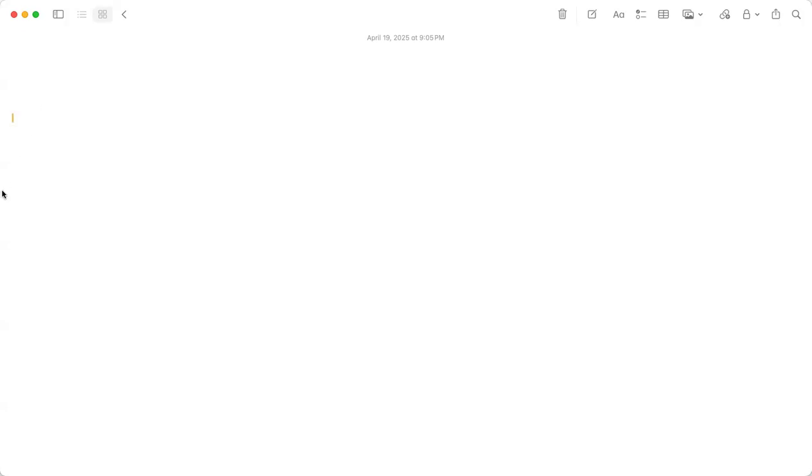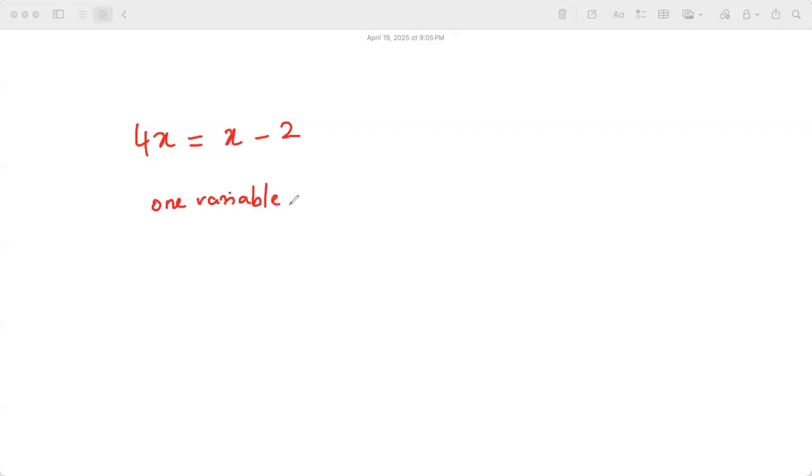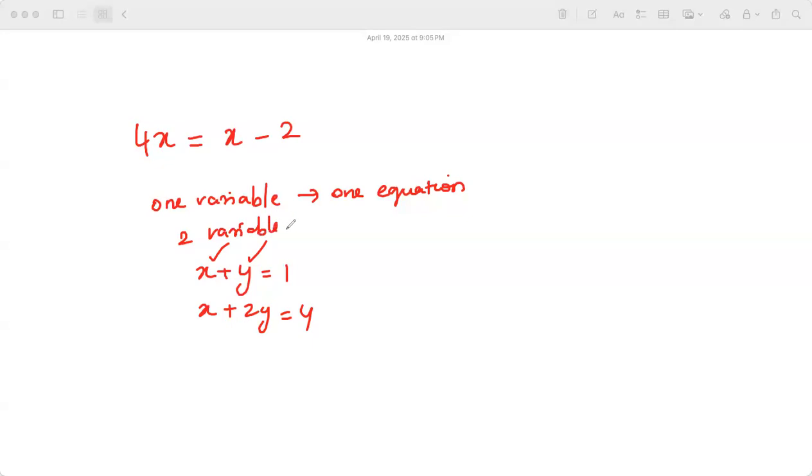Let me tell you. All the while, we have done like this: 4x equal to x minus 2. All this you were able to solve. We had only one variable. If you have one variable and you need to solve for one, you need one equation. Correct? Sometimes now you can get it like this. How do you solve this? When you have two different variables, you need two equations to solve. You can't solve it in one equation. But how do you solve this?